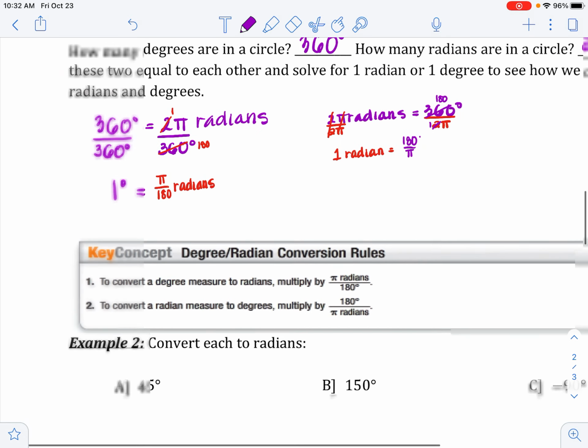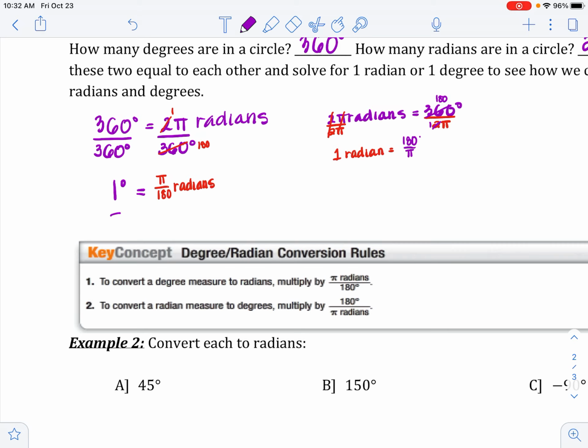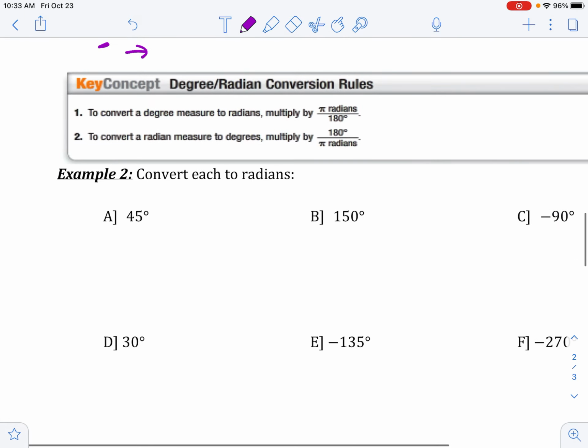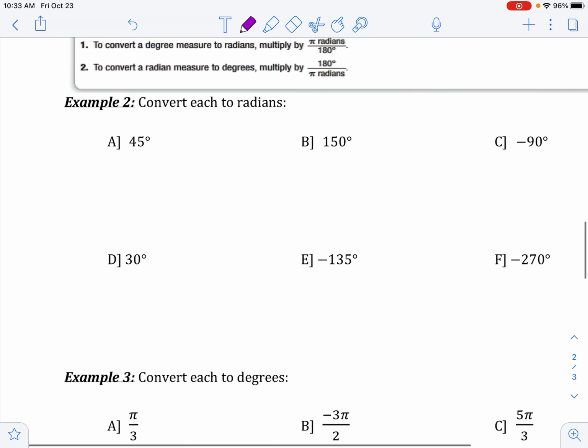So there's your conversions. In other words, to convert a degree measure to radian measure, if I have degrees and I want radians, I'm going to multiply by pi over 180. If I have radians and I want degrees, I'm going to multiply by 180 over pi. Right? Now, people are like, wait, which one's which? Think. You'll see that you think.